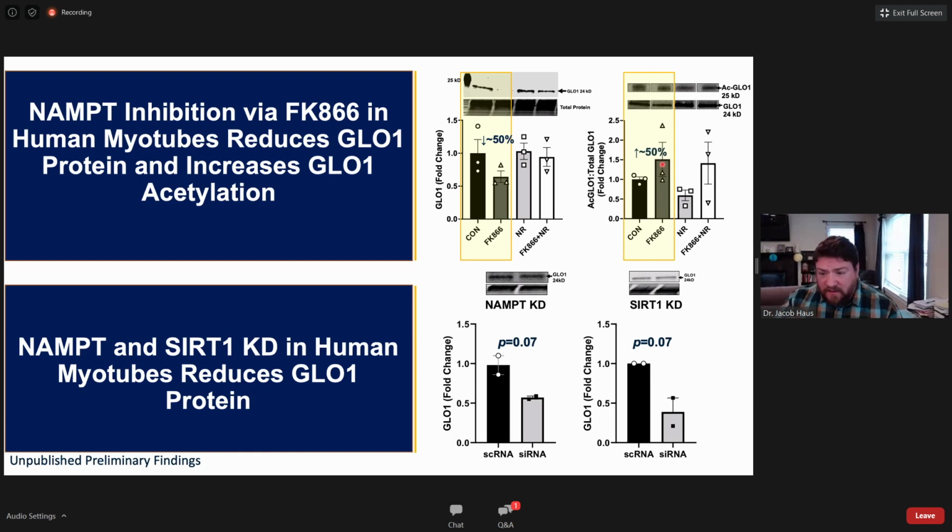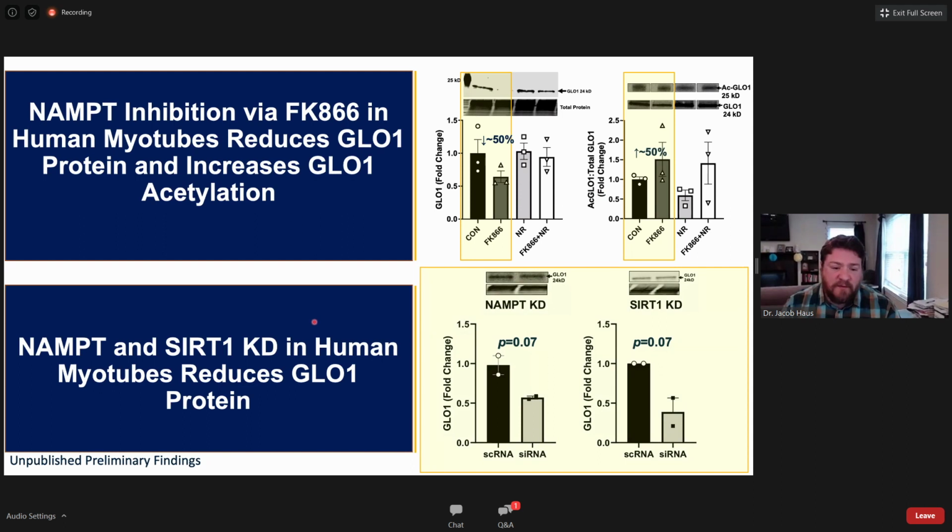Now, if you compare that to the nicotinamide riboside treated cells, we don't see an effect above control in the nicotinamide riboside treated cells. But when we look at FK866 plus nicotinamide riboside, we see that there was a rescue effect compared to FK866 alone. And this was true not only for the GLO1 protein, but also for the acetylated GLO1.